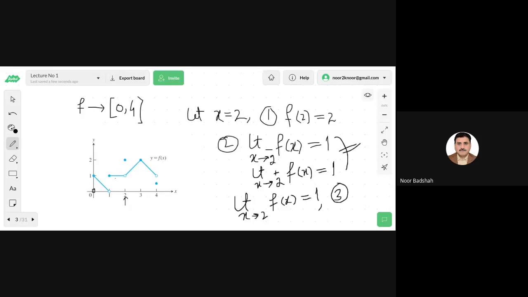Okay, so in the third condition, you see, the limit value obtained is 1, and the function value obtained at 2 is 1 different from it. Both are not the same. Therefore condition number 3 is not satisfied, so the function is again discontinuous. So f of x is discontinuous at this point.